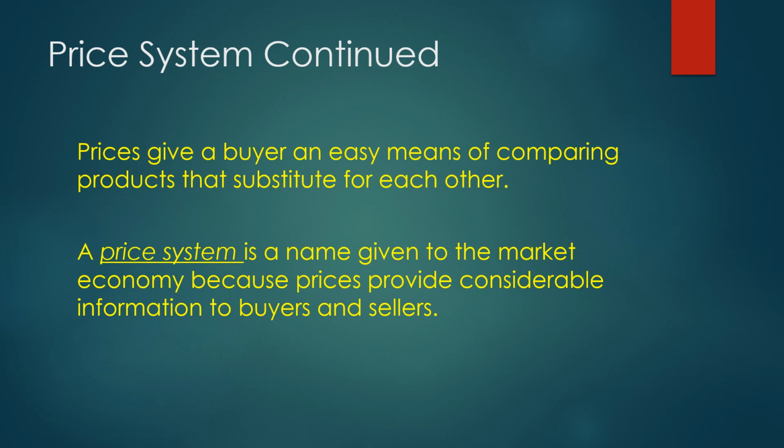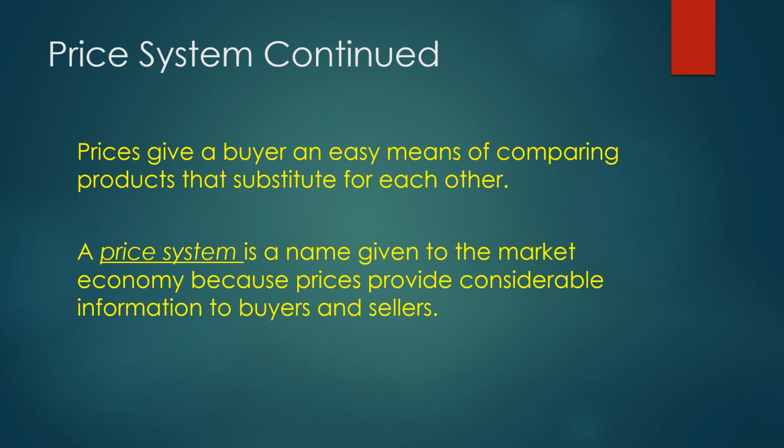So prices give a buyer an easy means of comparing products that substitute for each other. A price system is a name given to the market economy because prices provide considerable information to buyers and sellers. We call a market economy a price system because price is a priority. If skim milk is $2 a gallon and whole milk is $4 a gallon, this gives the buyer an easy comparison of two products that really give us the same thing, milk.